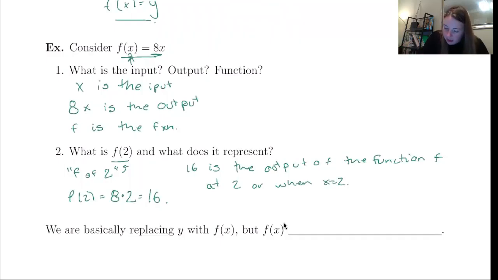So that's kind of why we made this little bit of notation. This is my input, that's my output, f is my function. So then I can say this number is the output of this function, which is called this thing, when my input is that. So at that input. Okay? So basically replacing y with f of x, but f of x just holds more information.